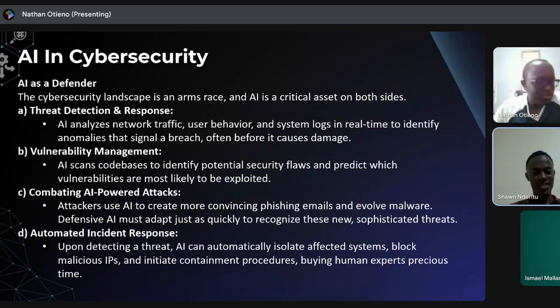C, we have combating AI powered attacks. Attackers use AI to create more convincing phishing emails and evolve malware. Defensive AI must adapt just as quickly to recognize these new sophisticated threats. D, we have automated incident response. So what happens is upon detecting a threat, AI can automatically isolate affected systems, block malicious IPs, and initiate containment procedures, saving human experts precious time.